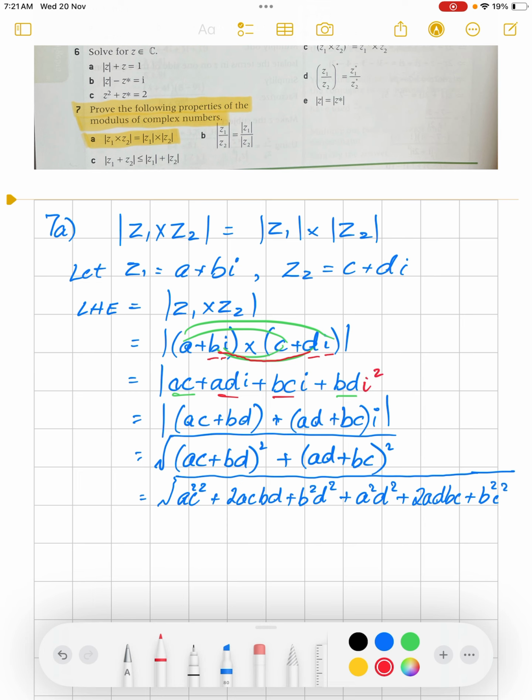i squared. And that makes this BD with i squared. Since i squared is -1, BD i squared is BD times -1. So it's negative BD. So we change this into a negative BD, which makes that real component a negative BD here.